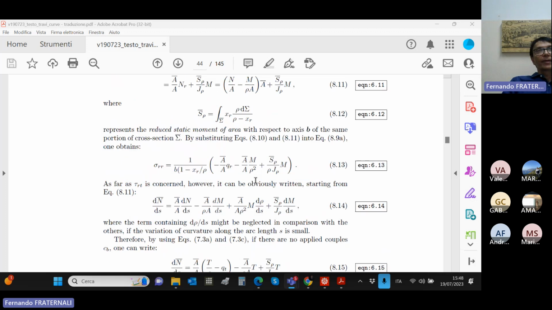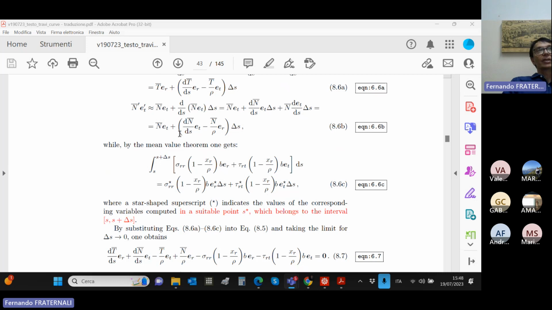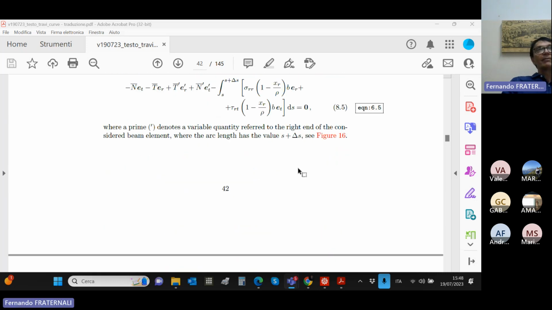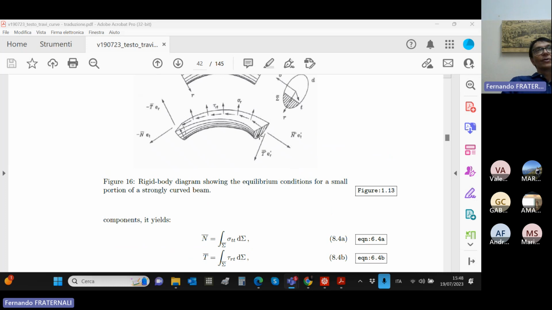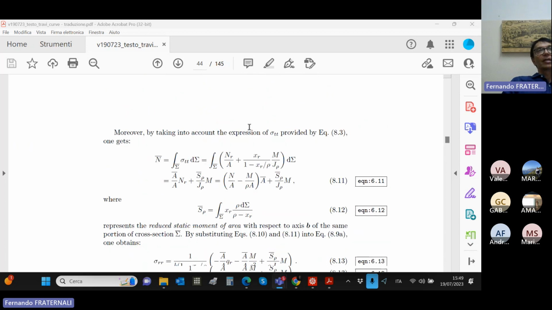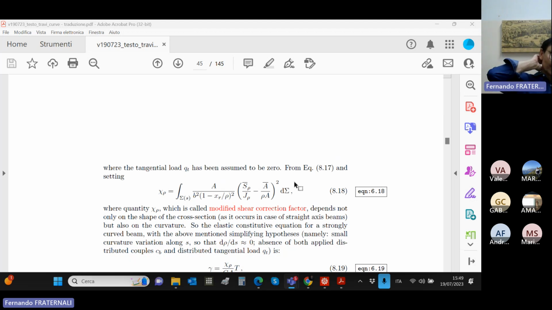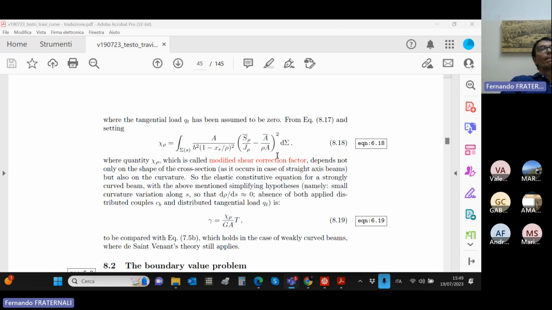Obviously, this is true if the cross section is a thin-walled section, because this tau RT that we have derived here is the mean value of the tau over the chord. Obviously, this is the local distribution of the tau if and only if the cross section is a thin-walled section. For a thin-walled section, this can be used as an expression for the shear factor, the corrected, modified shear correction factor for the curved beam.